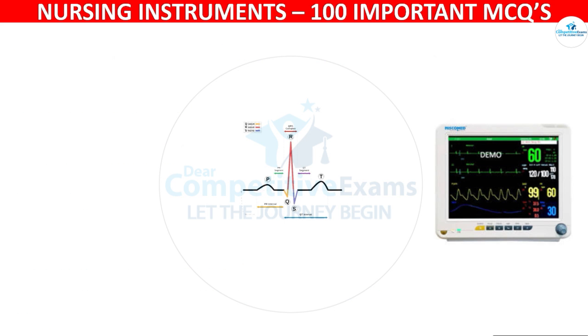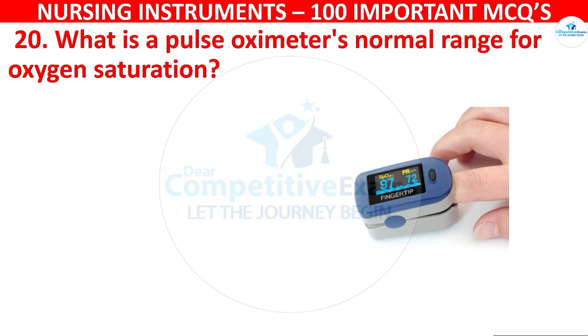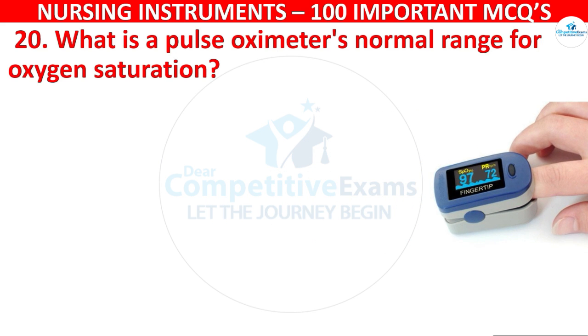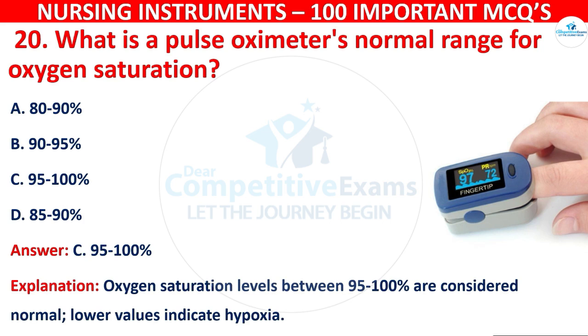Question number 20. What is the pulse oximeter's normal range for oxygen saturation? Your options are 80 to 90%, 90 to 95%, 95 to 100%, or 85 to 90%. The correct answer is C, that is 95 to 100%. Oxygen saturation levels between 95 to 100% are considered normal. Lower values indicate hypoxia.